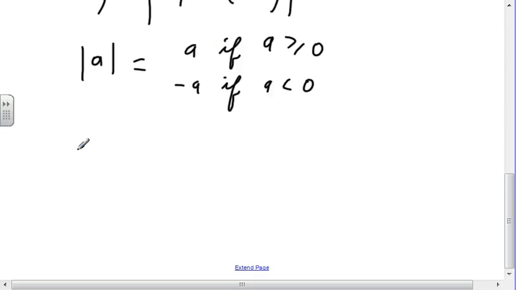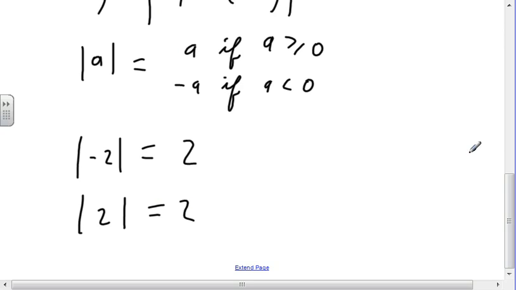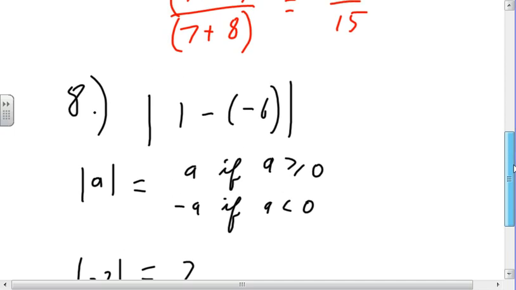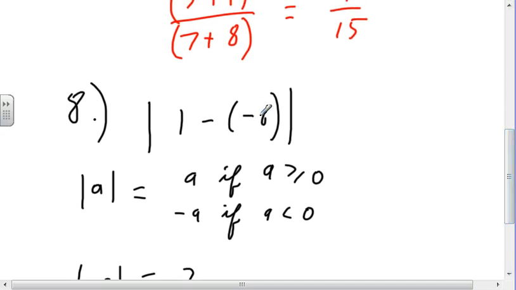Okay, so the absolute value of minus 2 is 2. The absolute value of 2 is 2. So that's what absolute value means. All right, we probably knew that. Order of operations: I got a minus 6, I got minus a minus 6, that makes it a plus 6. Plus 6 and 1 is 7.